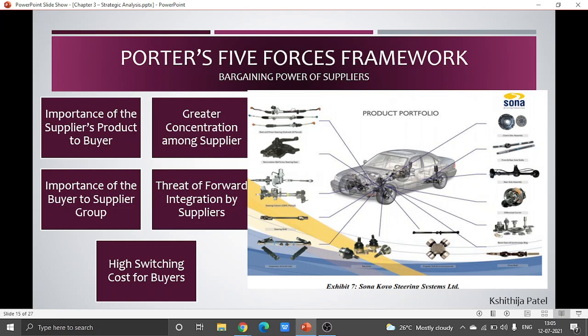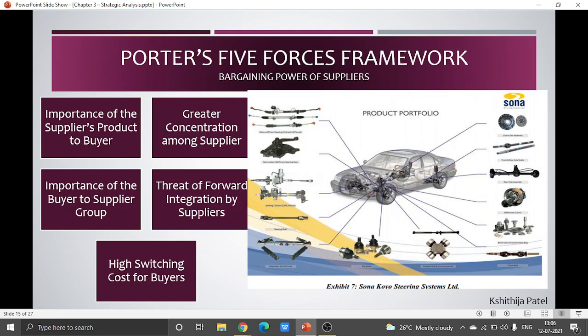So in some cases, a supplier or supplier group is said to be powerful. All such cases have been put up in your slide. The first one is the importance of the supplier's product to the buyer. That is to say, when the supplier's products are an important and integral part of the buyer's manufacturing process and product quality, the bargaining power of suppliers will be high.